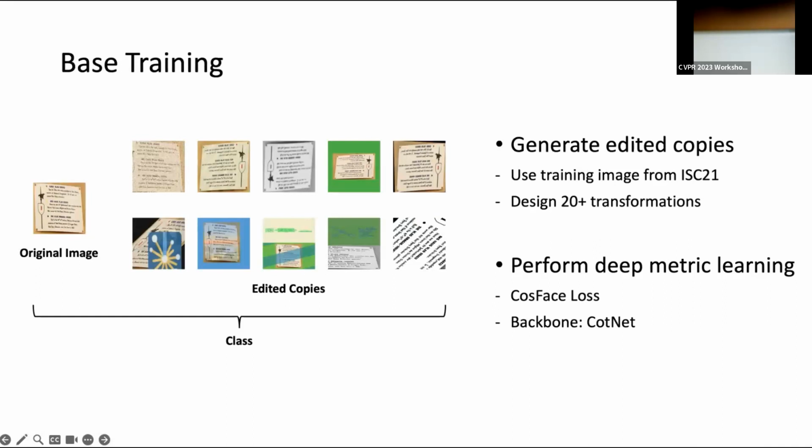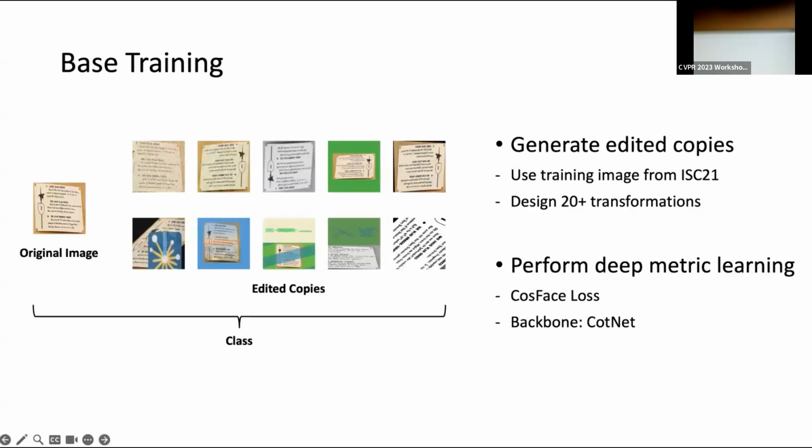Firstly, we generate the edited copies. Given an original image from the ISC21 dataset, the original image is transformed into an edited copy. We design about 20 plus transformations. For example, we randomly pick 3 transformations from the 20 transformations and apply them on the original image. Then we get an edited copy. We repeat this process several times, and then we have many edited copies for one original image. We denote one original image and its edited copies as a class. Then we have the class concept, so we can perform metric learning on the generated classes.